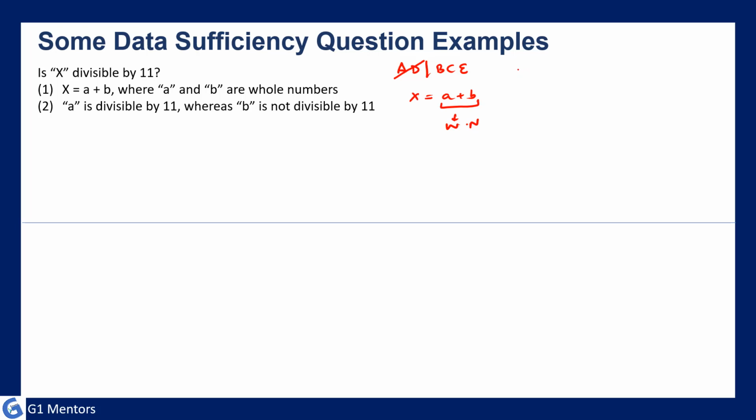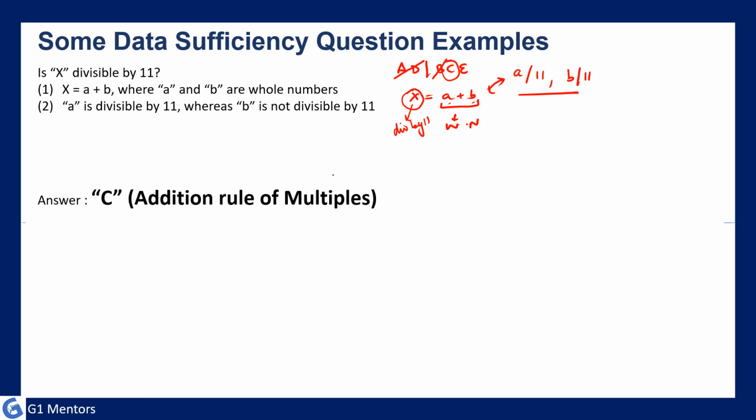Now let's take statement 2 alone. A is divisible by 11, B is divisible by 11. So we tend to say that okay, x will be divisible by 11. However, this is a trap. In statement 2 alone, there is no relation mentioned between A, B and x. So statement 2 alone is also not sufficient. Now let's take the two statements together. x is equal to A plus B, where A and B are divisible by 11. So definitely by the addition rule of multiples, x will be divisible by 11. So the answer option is C.